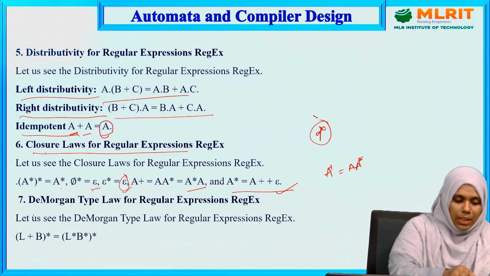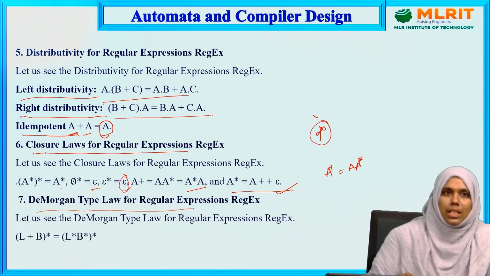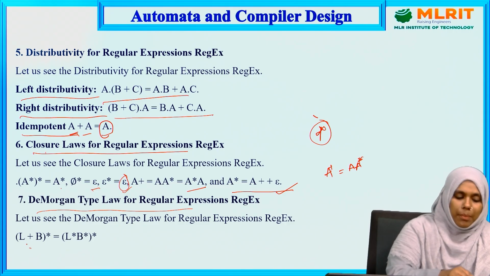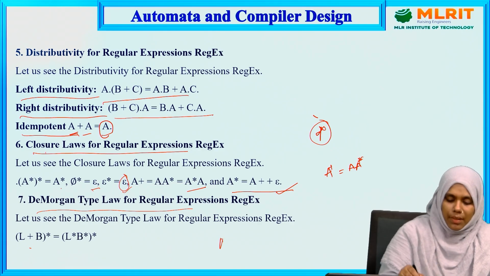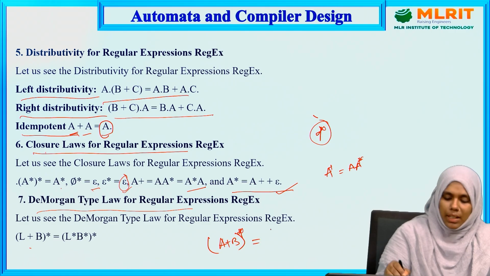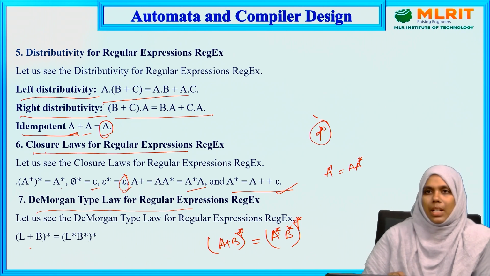Now coming to the last law, that is De Morgan's law. De Morgan's law is nothing but here we are converting plus into a dot. That means if we have (a plus b) whole power star, that can be written as (a star b star) whole power star. That is the De Morgan's law.